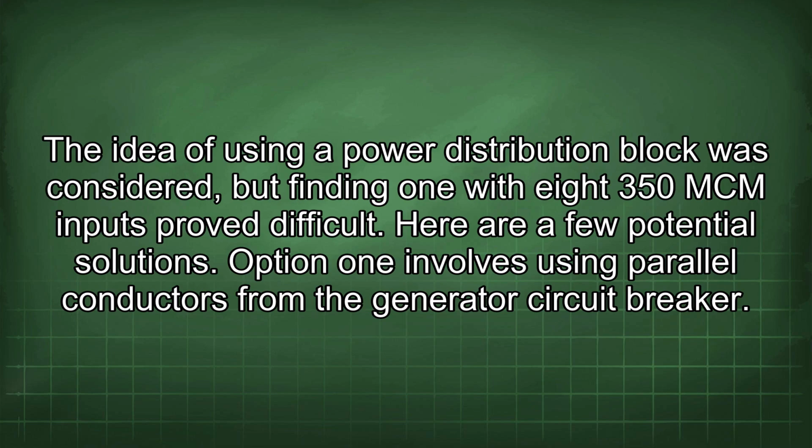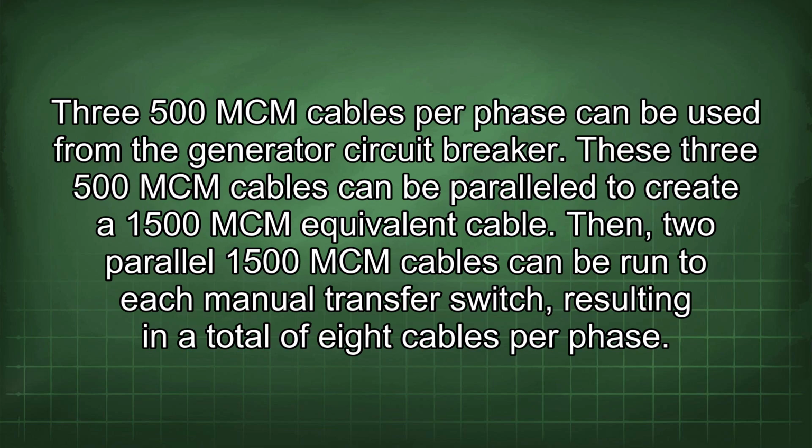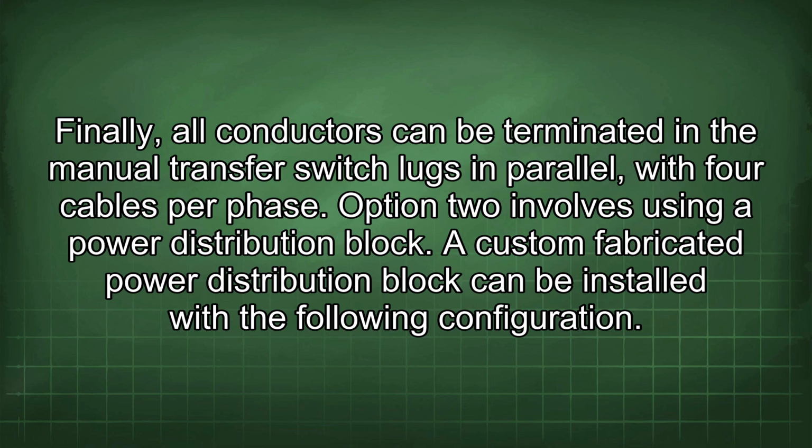Here are a few potential solutions. Option 1 involves using parallel conductors from the generator circuit breaker. Three 500 MCM cables per phase can be used from the generator circuit breaker. These three 500 MCM cables can be paralleled to create a 1500 MCM equivalent cable. Then, two parallel 1500 MCM cables can be run to each manual transfer switch, resulting in a total of 8 cables per phase. Finally, all conductors can be terminated in the manual transfer switch lugs in parallel with 4 cables per phase.